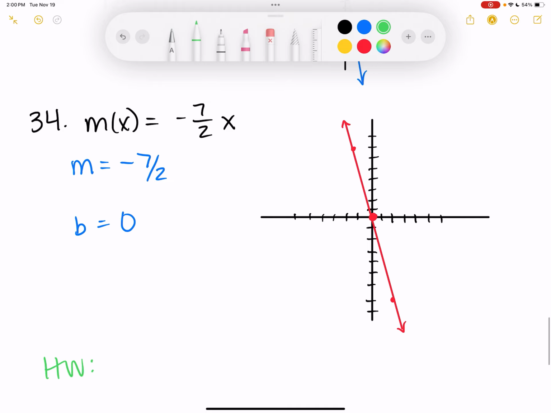Let's see. 3, 5, 11, 15, 17, 21, and then graphing, let's do 25, 27, 31, and 33.